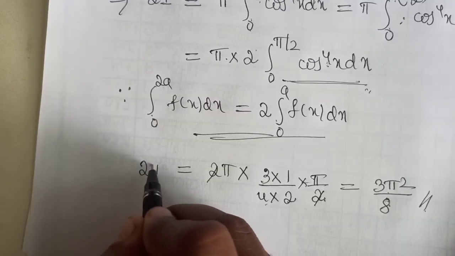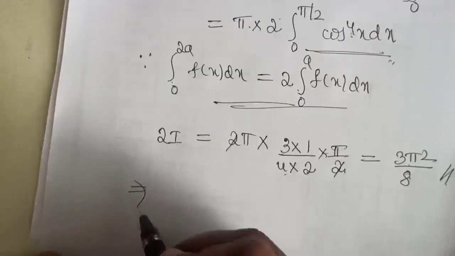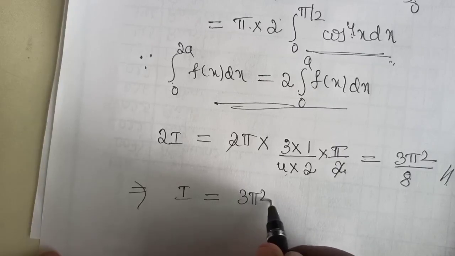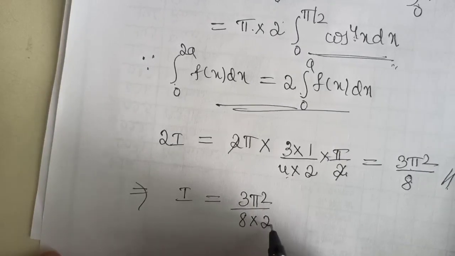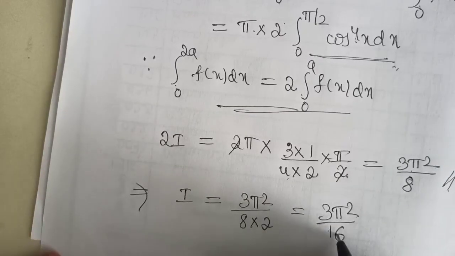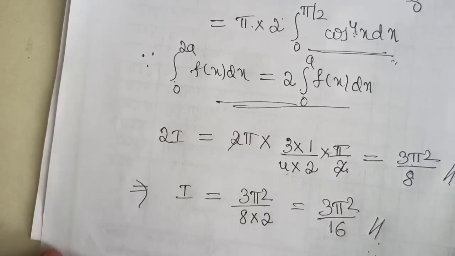This is the 2I value, but the final answer is I equals to 3 pi square divided by 8 into 2, which is equals to 3 pi square divided by 16. This is the final answer.